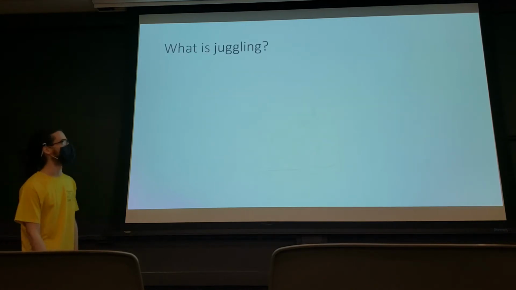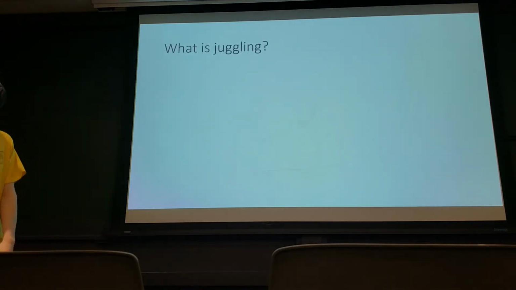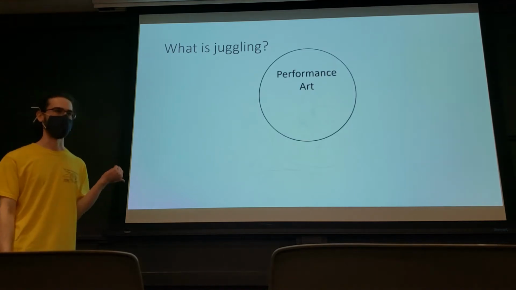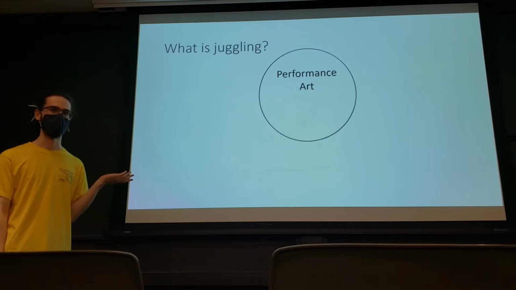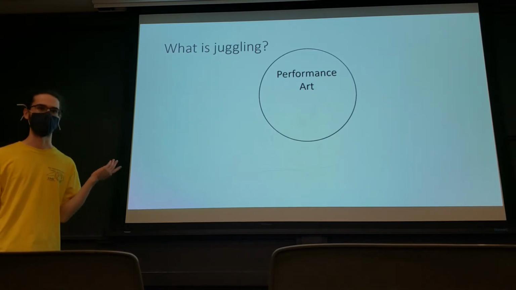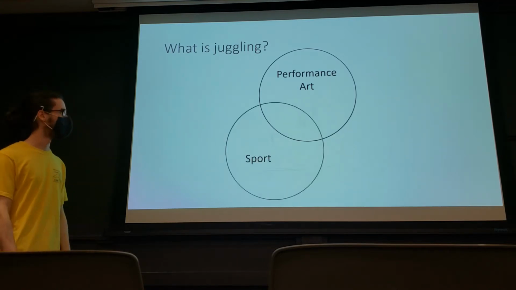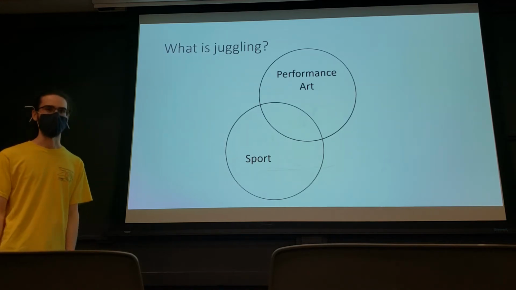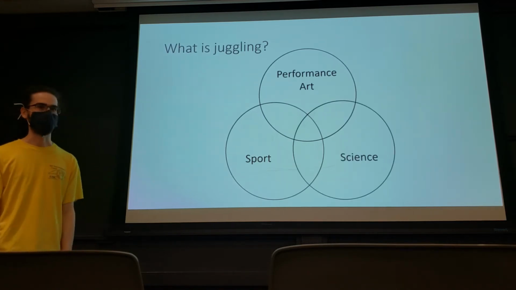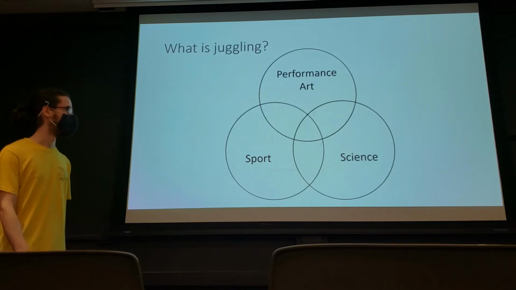So, what is juggling? Well, juggling is three things. First, it's a performance art. So maybe you've seen Juggling Club perform, do filler acts for other shows. We do that a lot. It's also a sport. A lot of people do it for exercise, or there are juggling competitions and so on. But it's also a science, which is very strange.